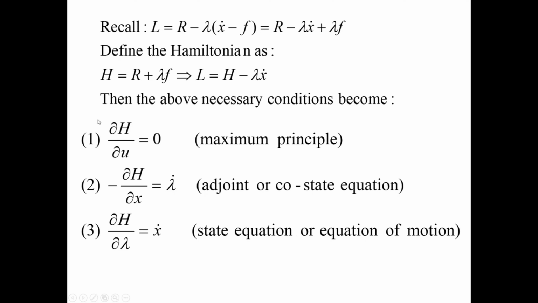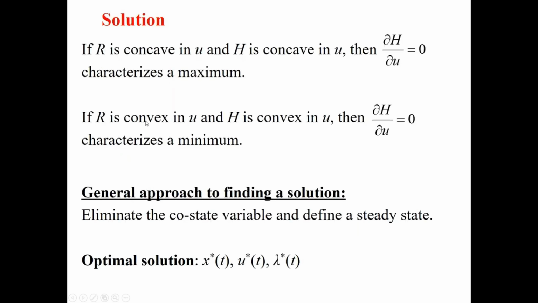So all you really need to do is memorize these conditions, and then you can solve many of these problems. If r is concave in the control variable and h is concave in the control variable, then we have a maximum condition. So dh with respect to the control variable equals 0 characterizes a maximum. If r is convex in u and h is convex in u, then the partial of the Hamiltonian with respect to the control variable being 0 characterizes a minimum.